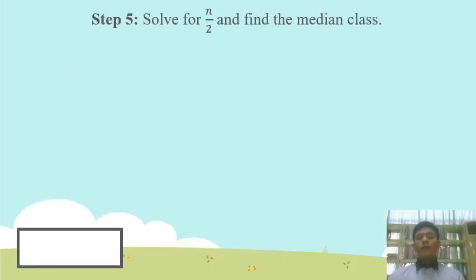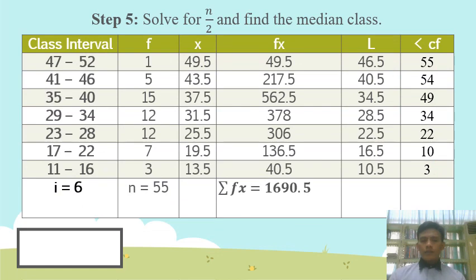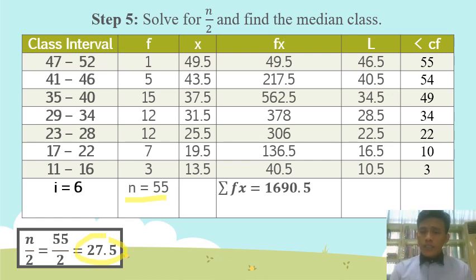Step 5. Solve for n over 2 and find the median class. First thing we need to do is locate our median class by using this formula, n over 2. N is 55, this is the total frequency, over 2. 55 over 2 is 27.5. Where can we locate our median class? With the use of n over 2, which is 27.5.